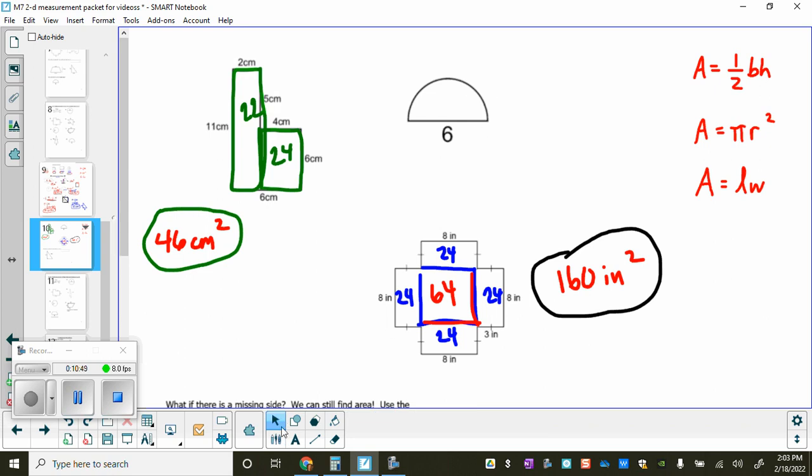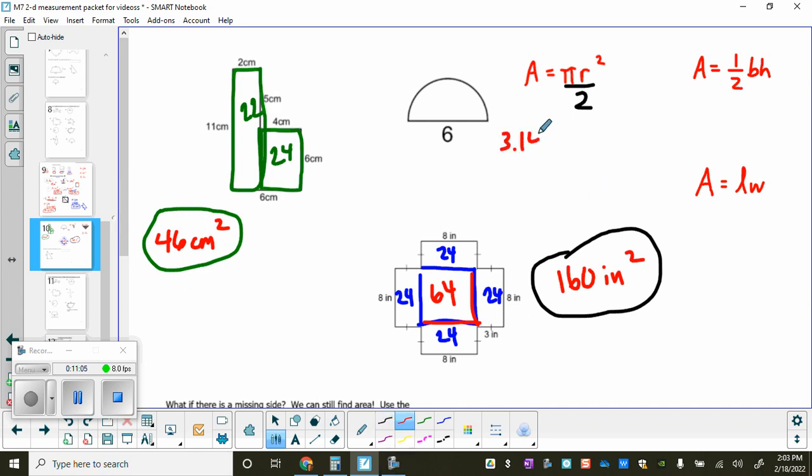Now for the semicircle. Okay, the semicircle. We know the area for a circle is pi r squared, but that would be for the whole circle. And since I only have a semicircle, I just need to divide that by 2. So for pi r squared, 3.14, the radius of this would be a 3. That 3 is going to get squared. And that whole area for the whole circle, I'm going to cut it in half because I only care about this part up here. So that answer gets cut in half.